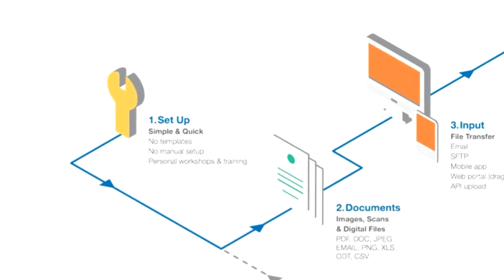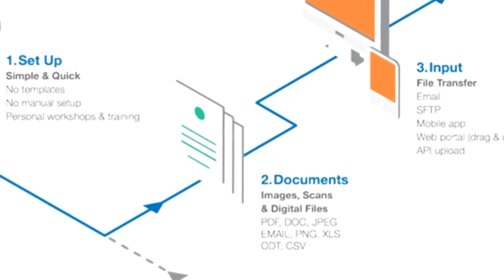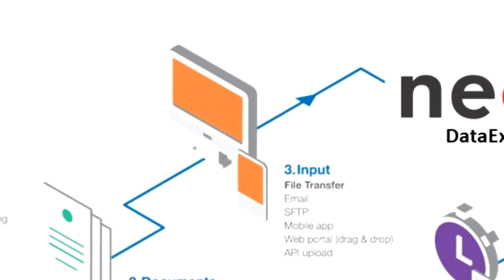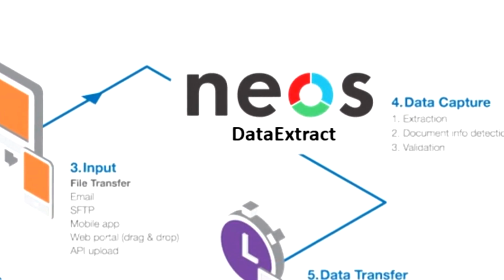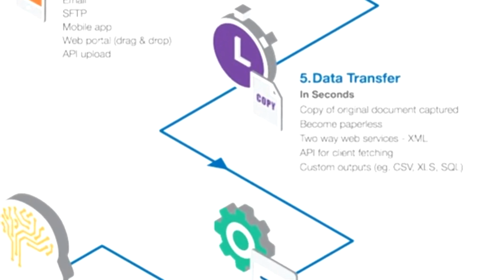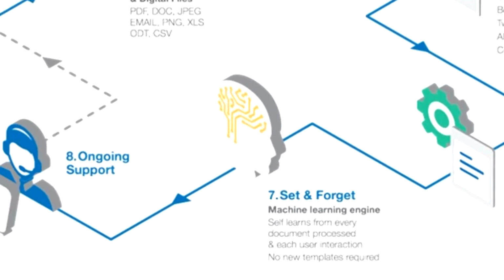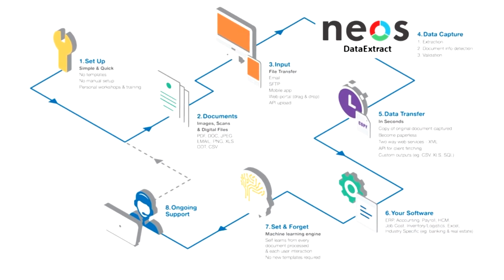More than a traditional OCR, free from the constraints of templates, NEOS DataExtract freely navigates through your image documents, finds, identifies, and extracts the information you need, and sends it to your analytical platform. Let's take a closer look at how it works.